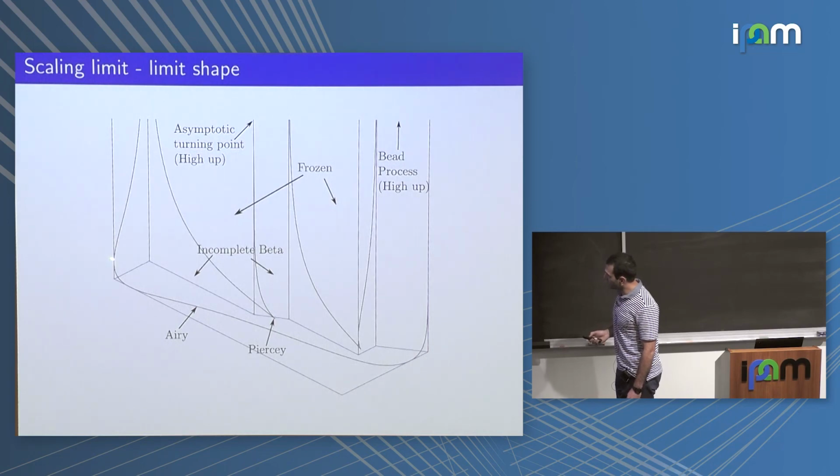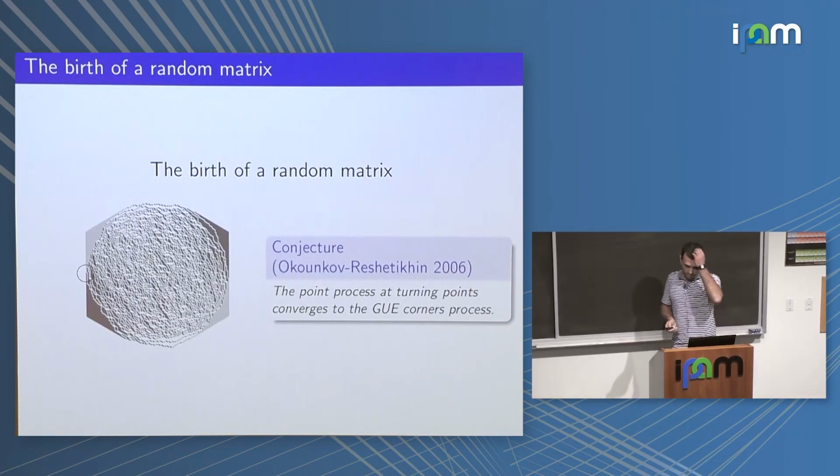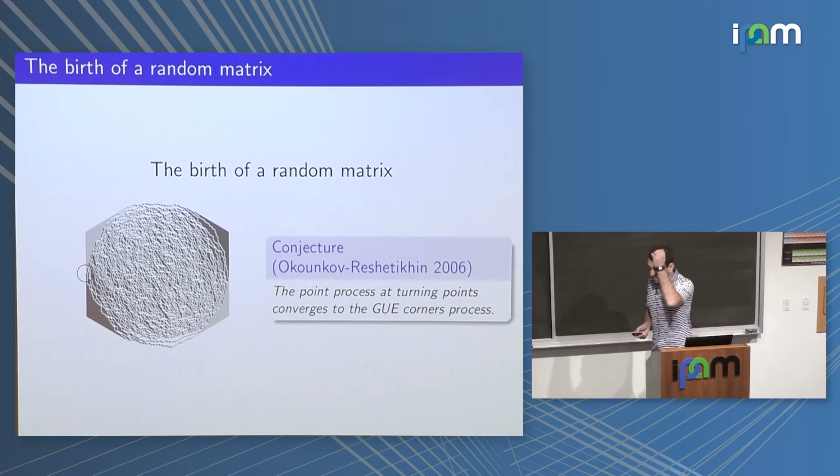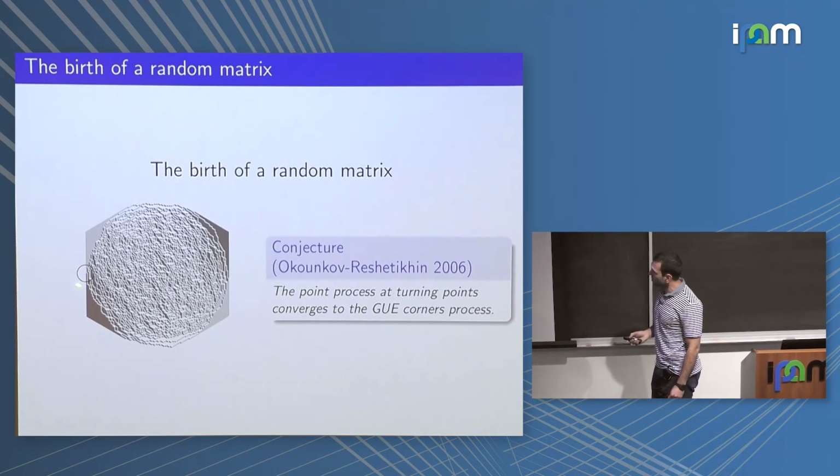What you have at these turning points is this: this is a frozen region where one type of tiling appears. This is a tiny frozen region here, where a different type of tile appears with probability 1. And then you have this liquid region, so all these three regions meet together at this point. And in a paper from 2006, Okounkov and Reshetikhin conjectured that the processes you get at these turning points should be what's called the Dyson Brownian motion corners process.